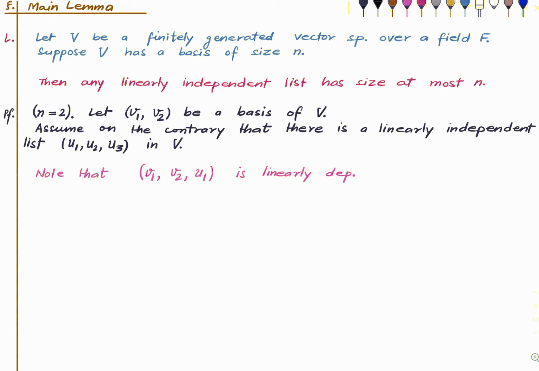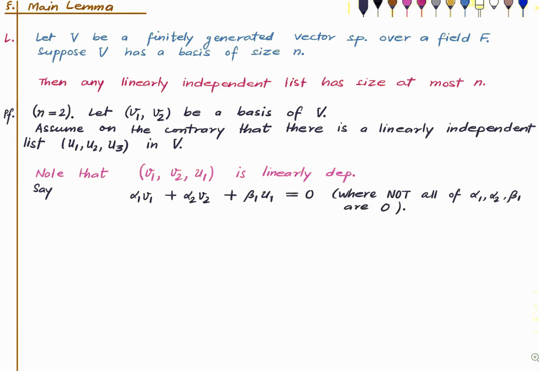Right? Because you can write u1 as a linear combination of v1 and v2, and therefore this is a linearly dependent list. Very simple. So say alpha 1 v1 plus alpha 2 v2 plus beta 1 u1 is 0, where not all of alpha 1, alpha 2 and beta 1 are 0.